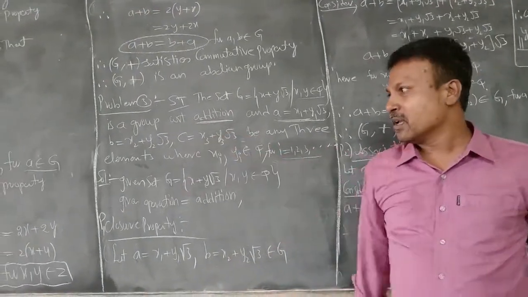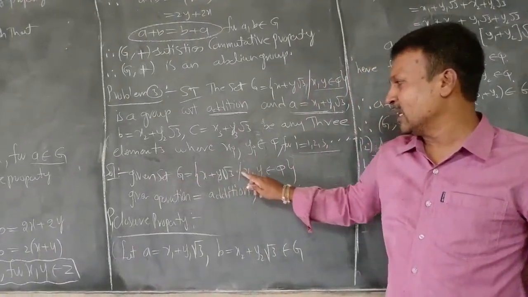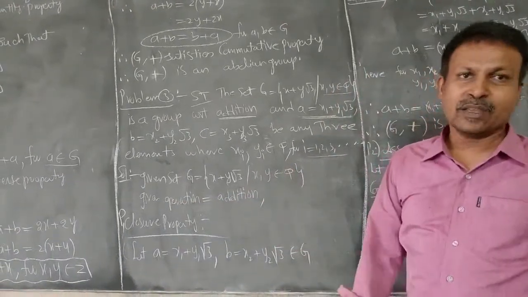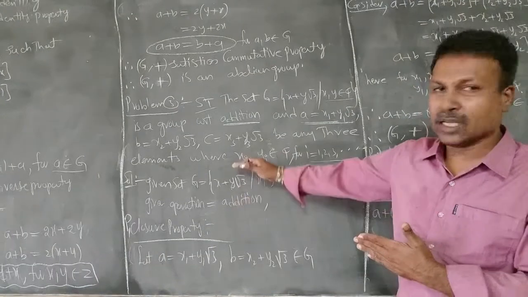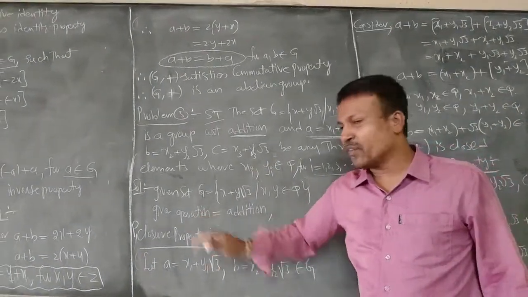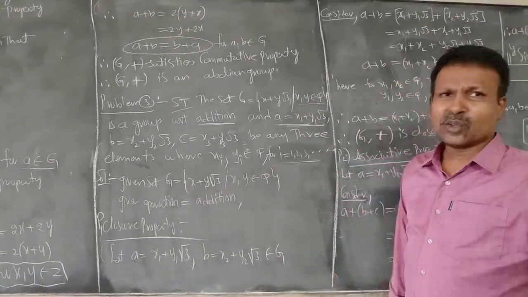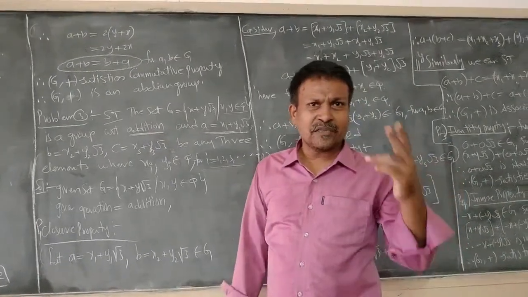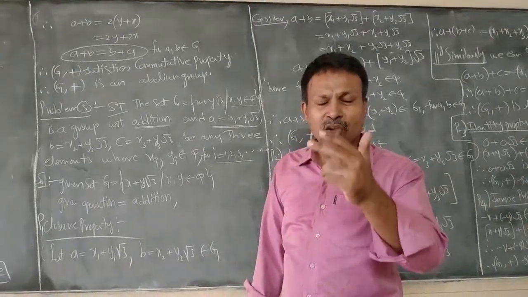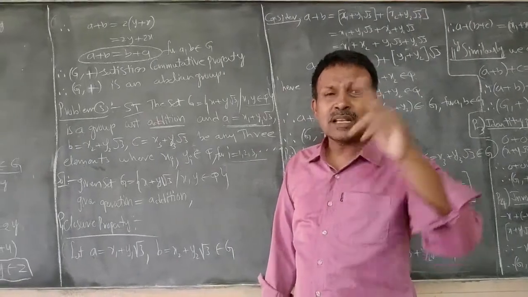If I go to the solution part, first I have written the given set G is equal to x plus y root 3 for x, y belongs to the set of rational numbers. The given operation is addition. So in the given part I have taken two things: one is the given set and the other is the operation. Now the first property is the closure property. What does the closure property state? It states that if we take any 2 elements from the given set and operate them with the given operation, the resultant element should be present in the given set.